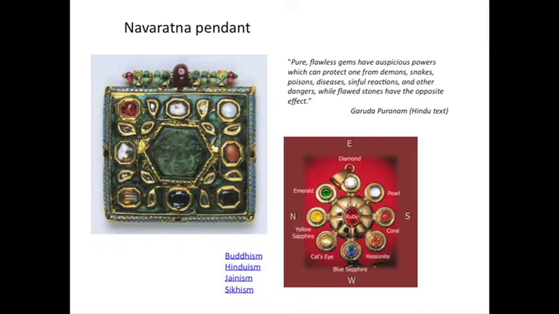So here's a close-up of a Navaratna pendant, and we're missing the central ruby, right? The central sun gem. And you'll notice that there's some etching in that central emerald. That's a Persian inscription that has been etched into the gem, and that's something that the Mughals did as well. So we'll look at examples of that coming up in a little bit.